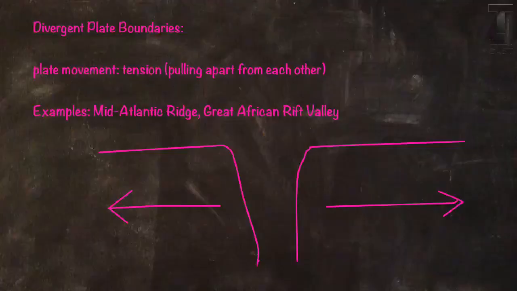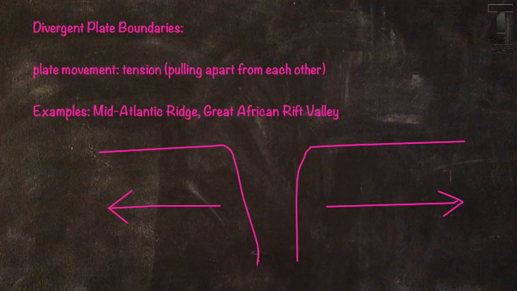So let's take a look at the 3 different types of plate boundaries. The first type of plate boundary is called a divergent plate boundary, and the plate movement itself is called tension, where the 2 plates are pulling apart from each other. And you'll see my simple drawing of 2 individual plates that are going in opposite directions of each other.